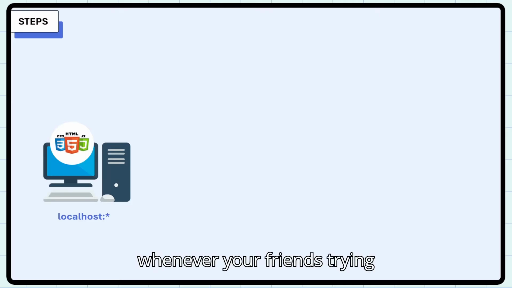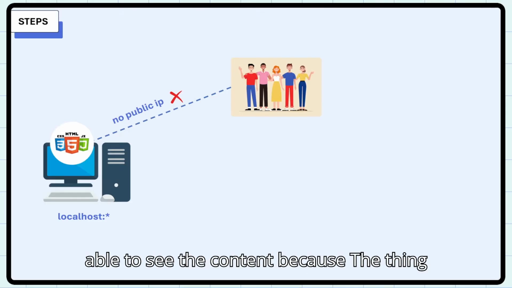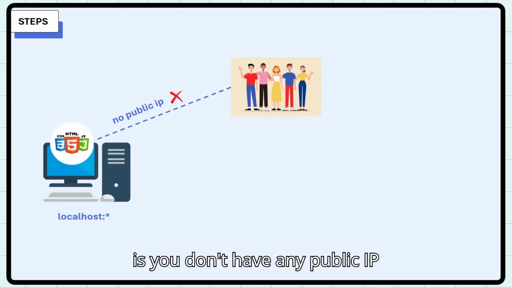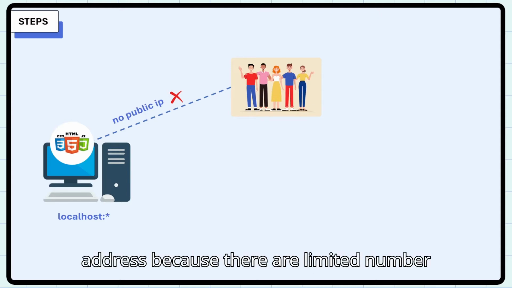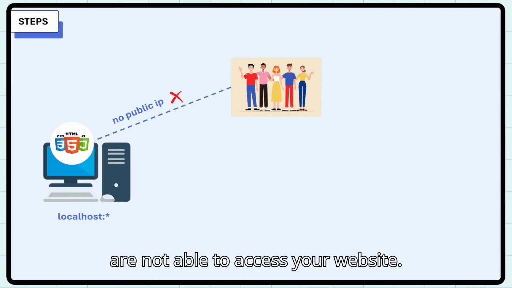So whenever your friends try to access your site, they will not be able to see the content, because you don't have any public IP address, because there are a limited number of public IP addresses, so that's why they are not able to access your website.